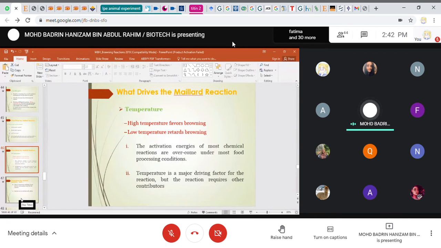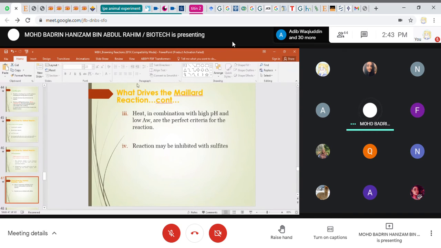And then temperature. Temperature is very vital for the browning reaction. High temperature favors browning, and low temperature slows down browning. I've mentioned that 140 to 165 degrees will give you the optimum rate of the Maillard reaction. The activation energy of most chemical reactions is overcome under most food processing conditions. Temperature is a major driving factor for the reaction, but the reaction requires other contributors as well. Heat in combination with high pH and low water activity are perfect criteria for the reaction.